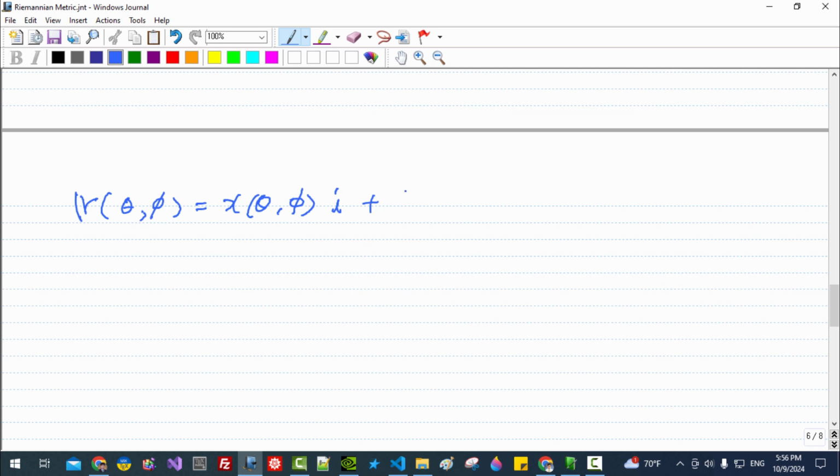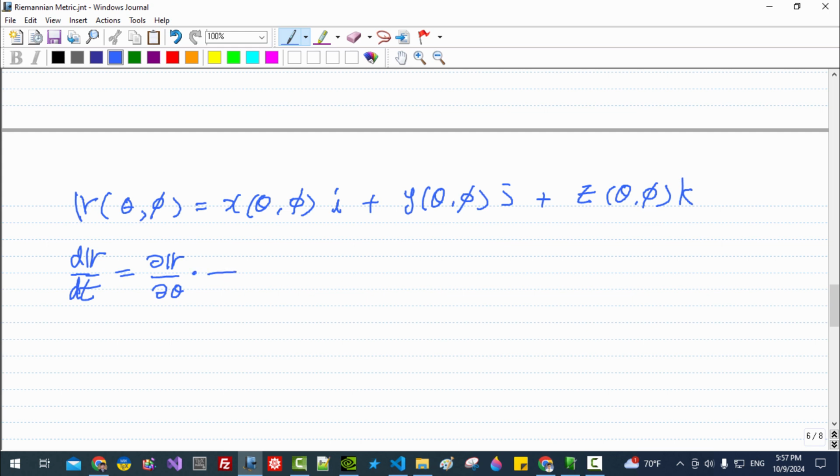I, Y theta P J, Z theta P K, then dt over dr equals partial theta partial r dt d theta plus partial p over partial r dt d phi.